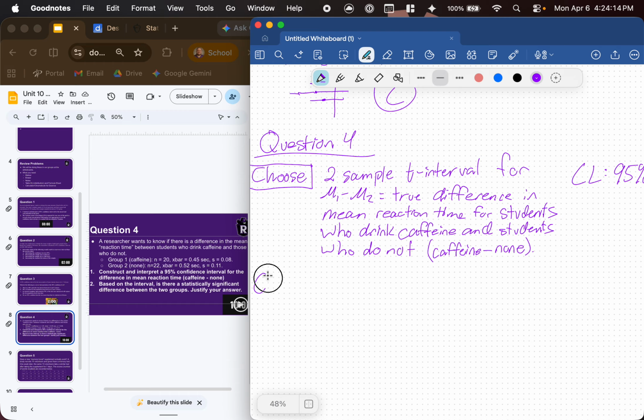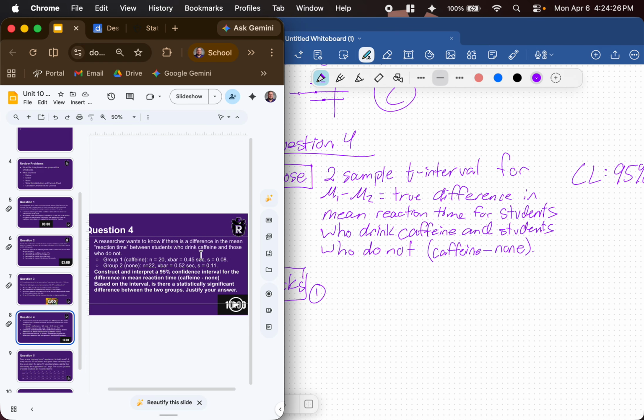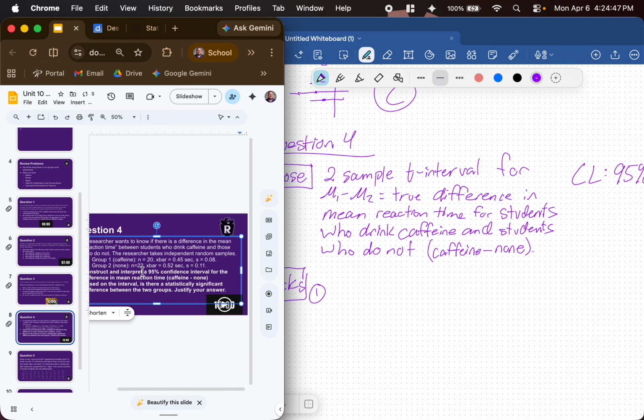Okay, checks. So, first one, were we random? Researcher wants to know if there's a difference in mean reaction time between students who drink and those who do not. You know what? Again, another small error here. The researcher takes independent random samples. Let's just add that in there. And just for fun, let's change this. Let's go 30 and 32.